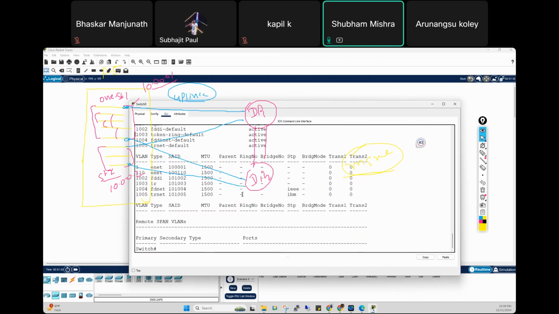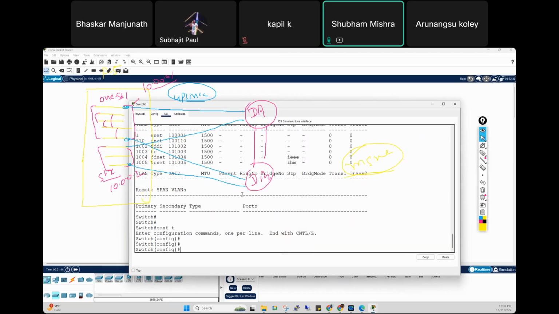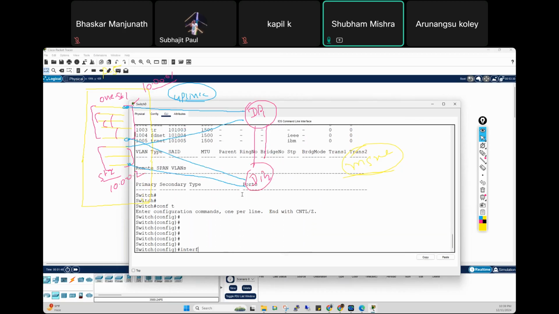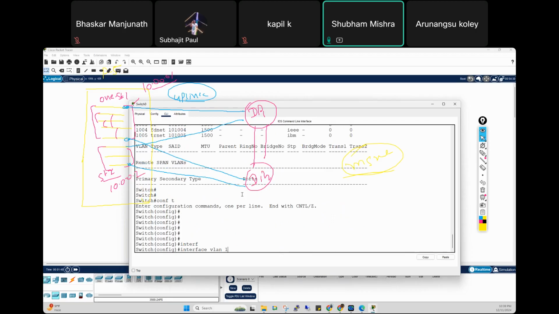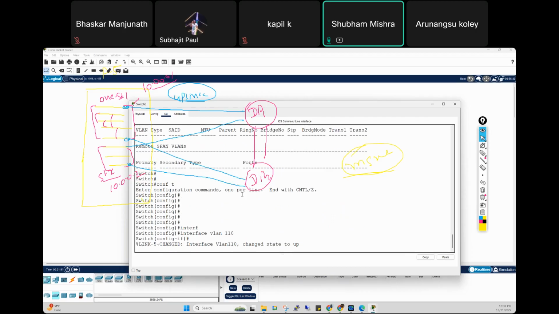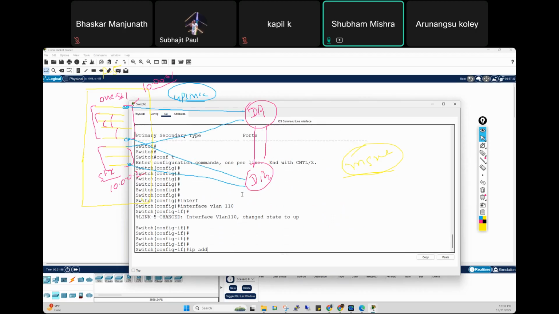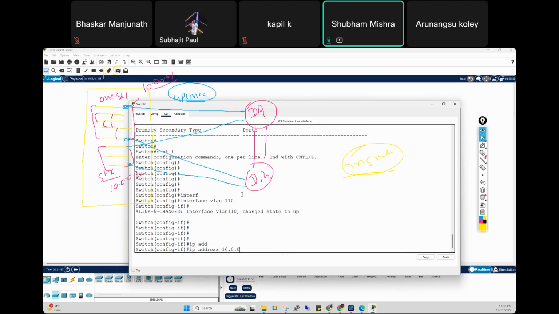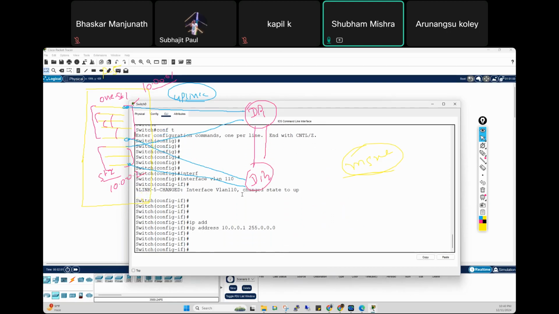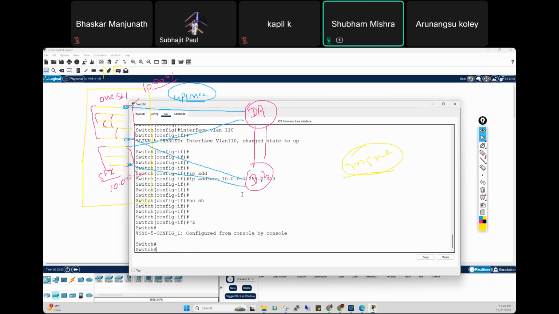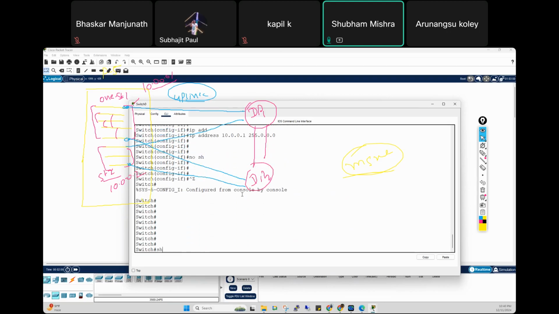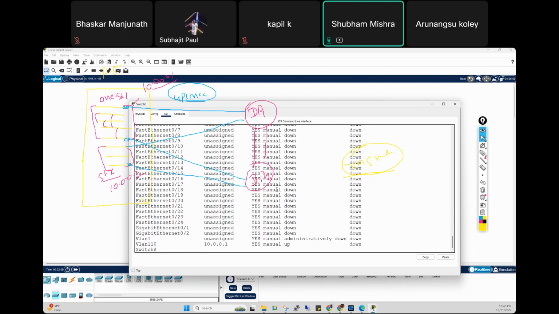ठीक है. Now come to the global configuration mode. Here I am writing interface VLAN 110. Interface VLAN 110. IP address 10.0.0.1 255.0.0.0. No shutdown. मैंने इस वाले VLAN पे एक IP कॉन्फ़िगर किया. So, show IP interface brief.